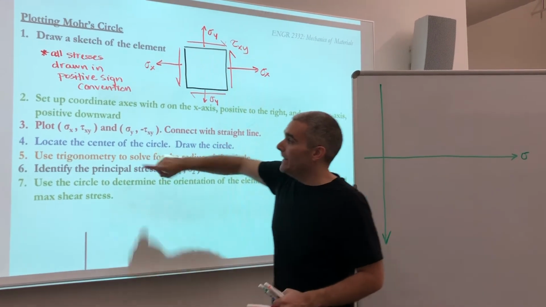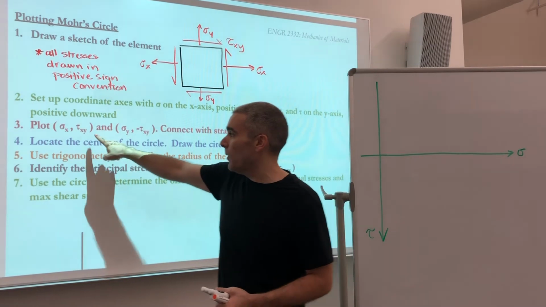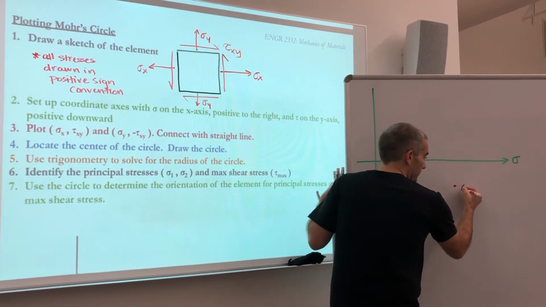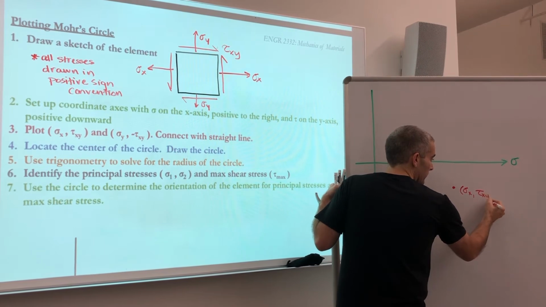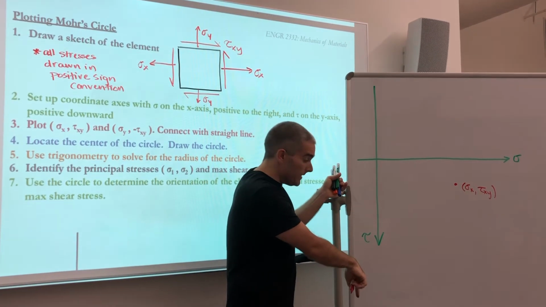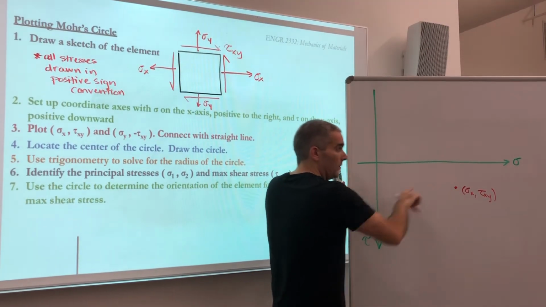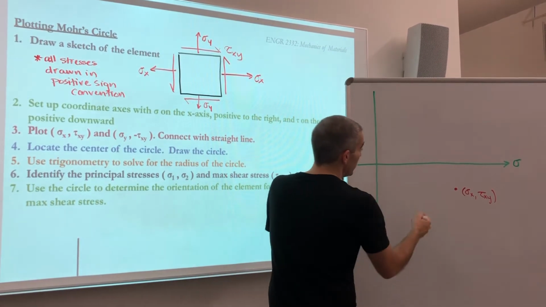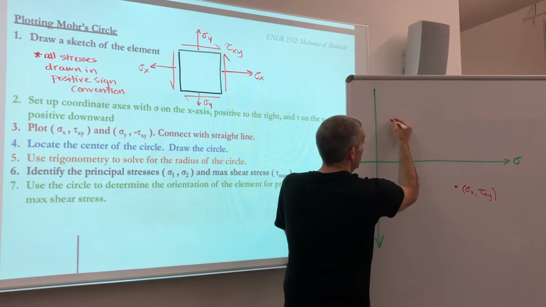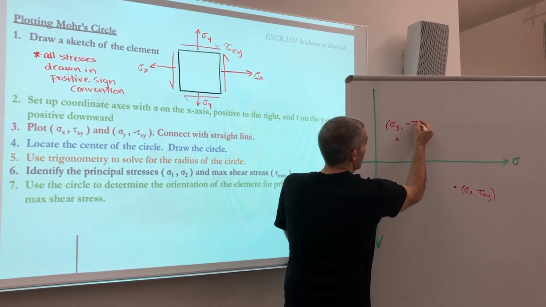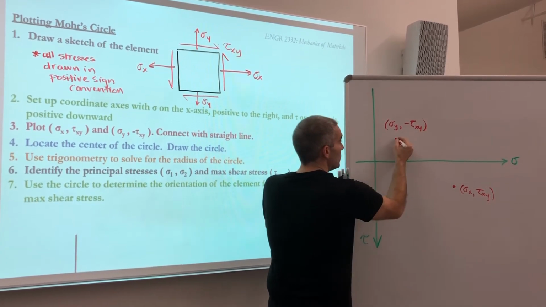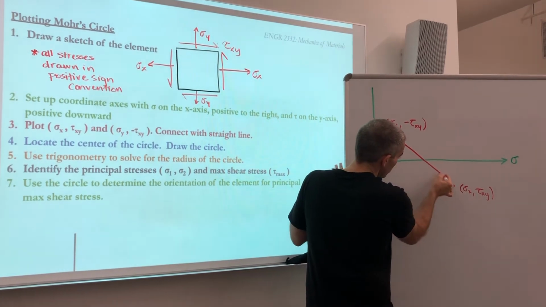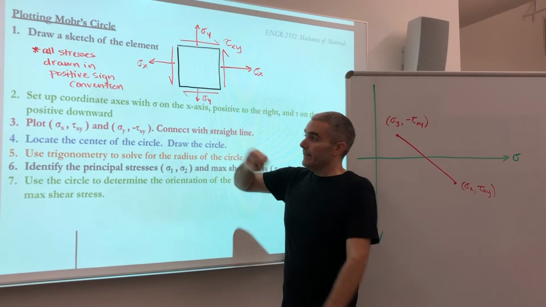All right, so I set that up. Next step, I want to plot sigma x and tau xy. So sigma x, tau xy has some value. And remember, positive tau is positive downward, so I sketch this below the x-axis. Then I need to plot sigma y, minus tau xy. So that is maybe here. I plot that point, then draw a line to connect them. Okay, so that's step 3.